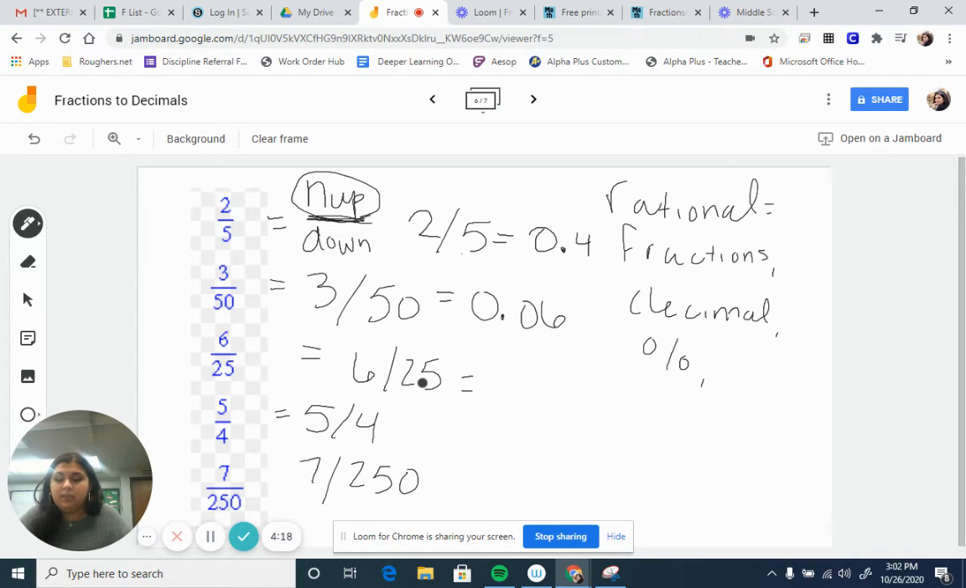So 6 divided by 25 is going to give me 0.24. I have 5 divided by 4. That's going to give me 1.25. Notice how I'm putting an equal sign because these are equal representations. We also have 7 divided by 250, and that's going to give me 0.028.